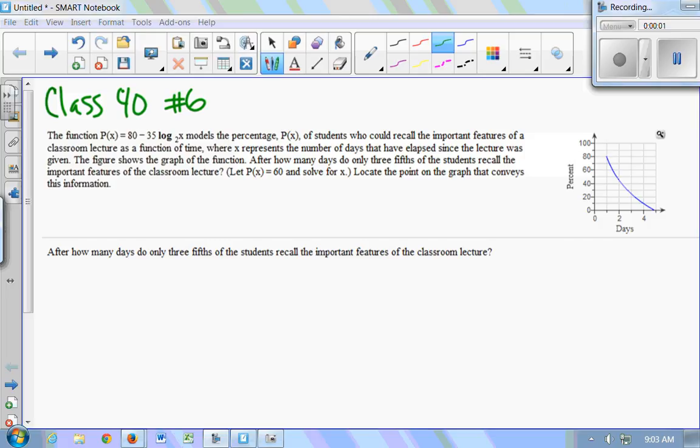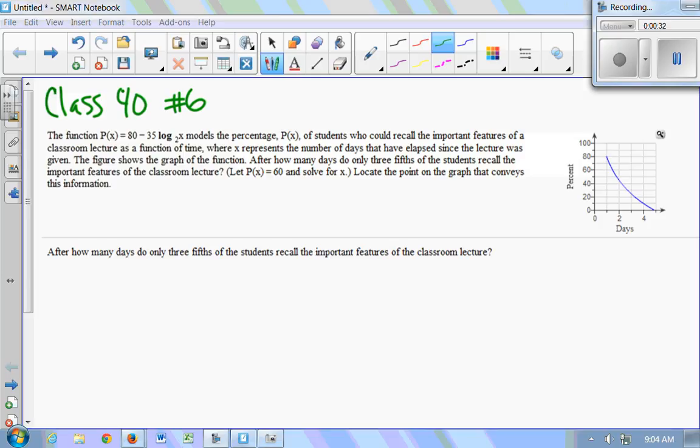Class 40, number 6. So we have a function, p of x equals 80 minus 35 log base 2 of x. It tells you the percentage of students who could recall the important features of a classroom lecture as a function of time. So x is time, the number of days that have elapsed since the lecture was given. Okay, so the figure shows the graph of the function. So we've got a formula for the function and a graph.